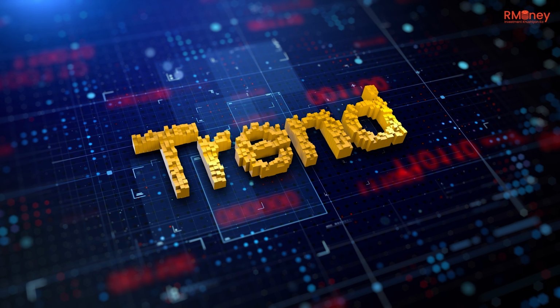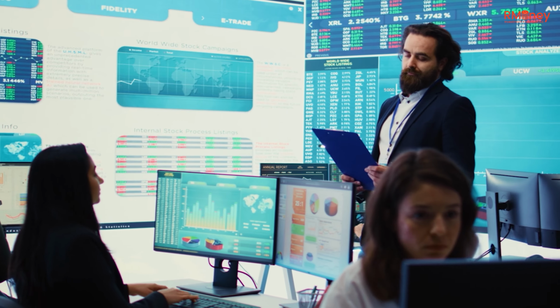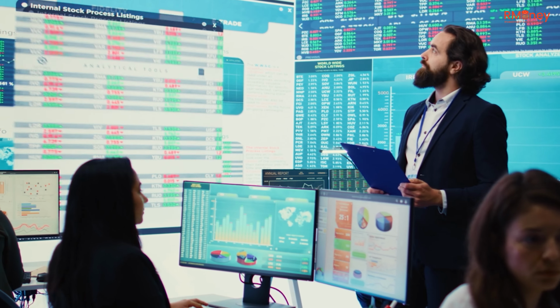Imagine if you could instantly understand whether the market is trending up or down without any complex calculation. That's exactly where one of the oldest indicators helps you identify the trend, which is the moving average, and it is used by professional traders while doing technical analysis.